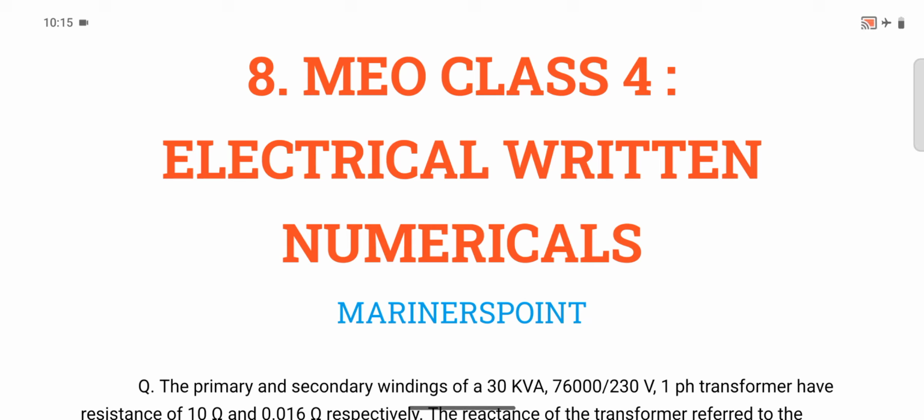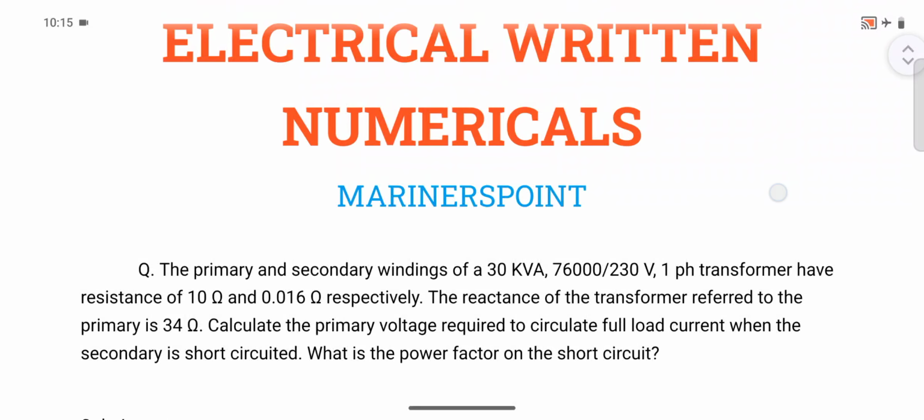MEO class 4 electrical written numericals. You can see the question on the screen.